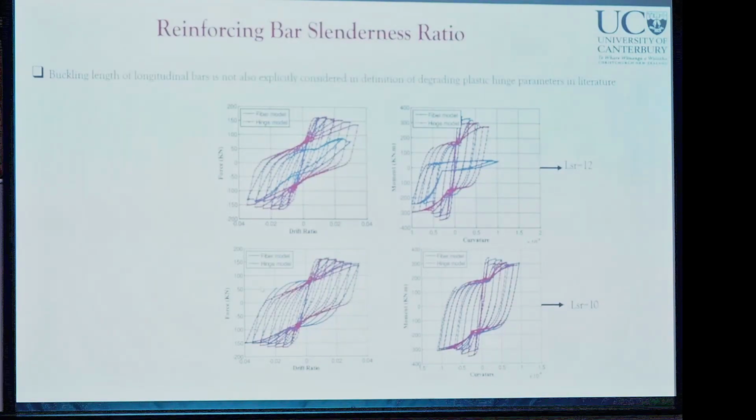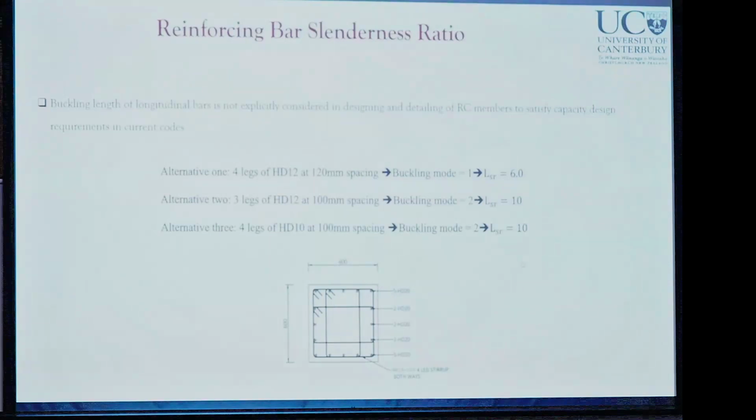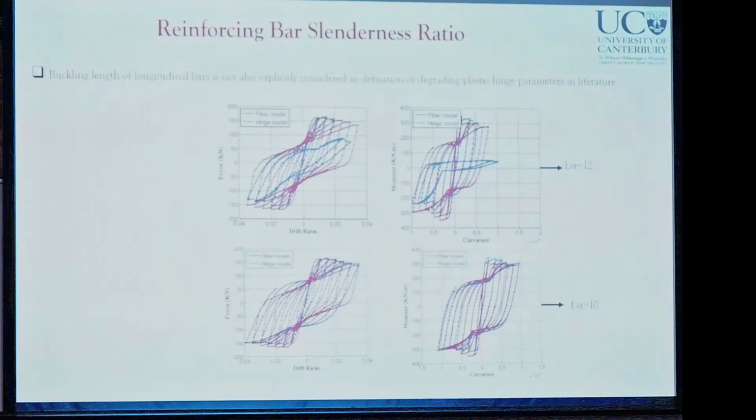So say, for example, in this example I have shown, if you select the parameters for a plastic hinge model with different detailing, like the ones shown here, you get the same parameters and you get the same response. Whereas if you go with different LSRs and with the fiber model, you get quite different results, and that is because, in fact, longitudinal bars are going to buckle because the unsupported length is more than what you think it is.